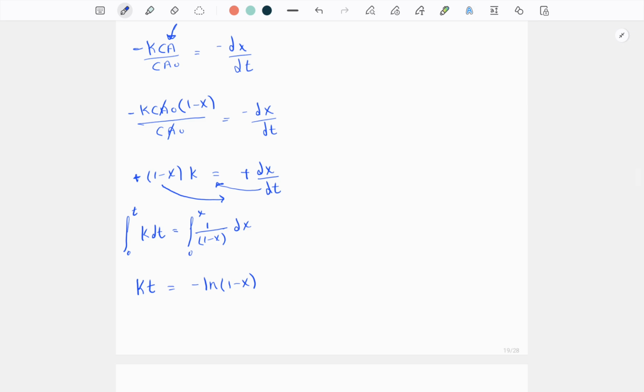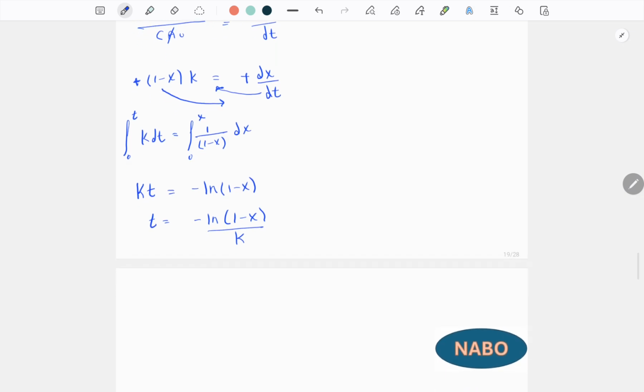If in the problem statement you're asked to solve for t, then you can just move this k to the other side. Therefore, time equals negative ln 1 minus x over k. However, if you're asked to solve for x, you'll use this equation and you'll raise e to the power of both sides to get rid of the ln, as we discussed in our previous videos on batch reactor mole balance.